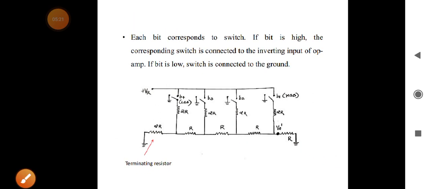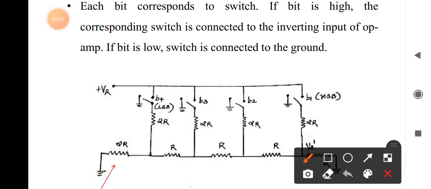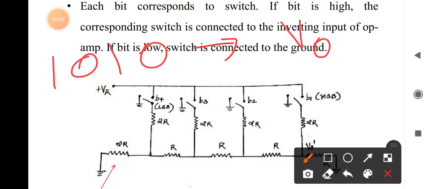So each bit corresponds to a switch. If the bit is high, the corresponding switch is connected to the inverting input of the op-amp. Say if we are having this bit here, so if bit B4, so if I am giving 1010 as the input, it should be converted into the equivalent output voltage.